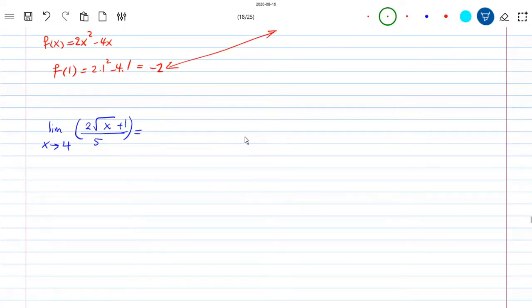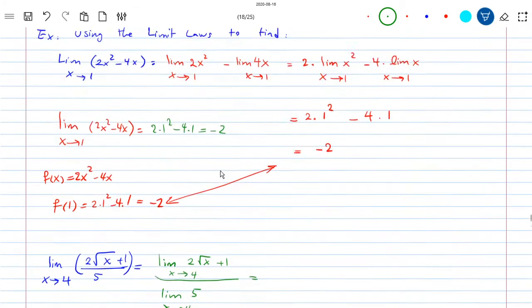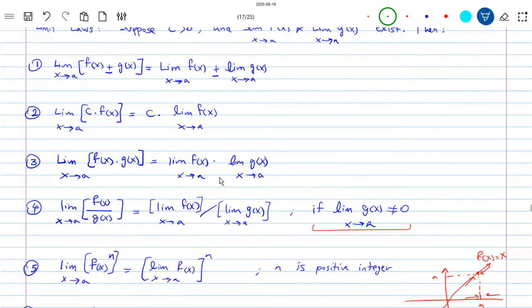substitution. And here, I'm going to do the limit law again, then we'll try to see if it works here as well. The limit of 2 times square root of x plus 1 divided by 5, as x approaches 4. I'm going to use the property of division, limit 2 root x plus 1 as x approaches 4, divided by limit 5 as x approaches 4. Again, I'm using the properties of law. This is the law of division, number 4. You have a function divided by another, you can calculate the limits separately and divide them by each other.